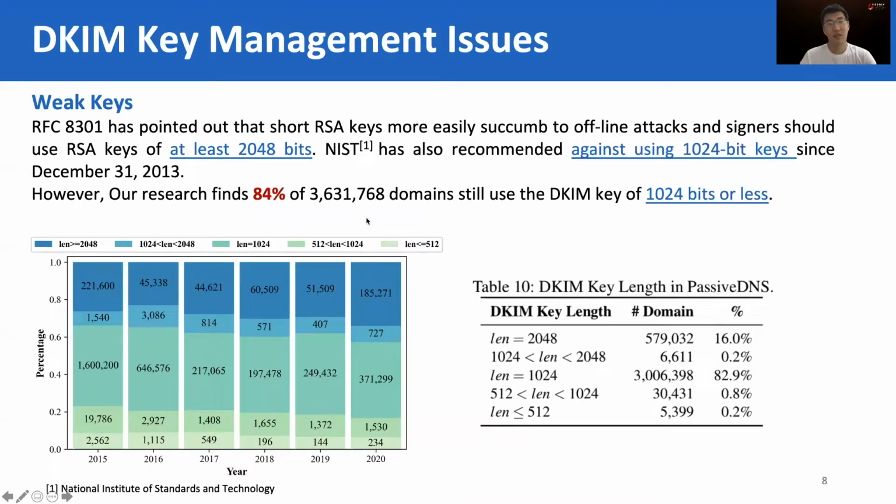We also analyzed the DKIM key lines in the passive DNS dataset. RFC has pointed out that short RSA keys more easily succumb to offline attacks, and signers should use RSA keys of at least 2048 bits. NIST has also recommended that. However, our research shows 84% of more than 3 million domains still use DKIM keys that are less than or equal to 1024 bits, while more than 5,000 domains still use DKIM keys that are even less than 512 bits.